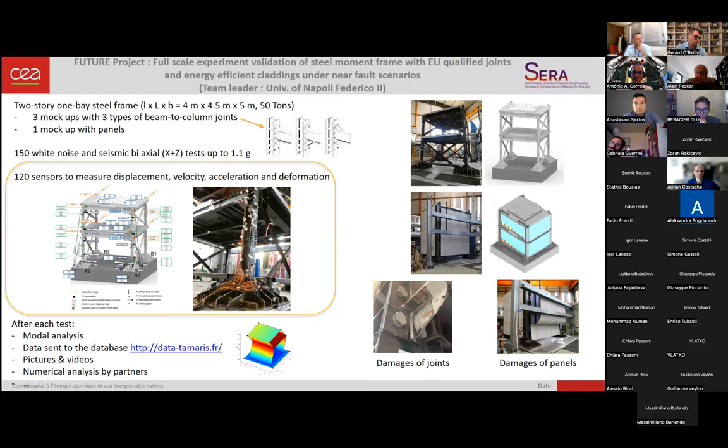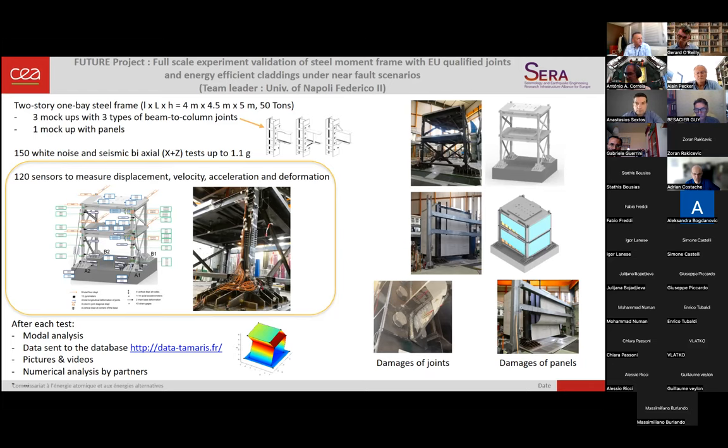We performed tests on a two-story steel frame mock-up with a 50 tons payload, 5 meters high, 4 by 4.5 meters on the table. There were more than 100 sensors to measure velocity, displacement, acceleration, and strain. This test was a little bit disturbed by the COVID situation, but we tried to go through to the end.